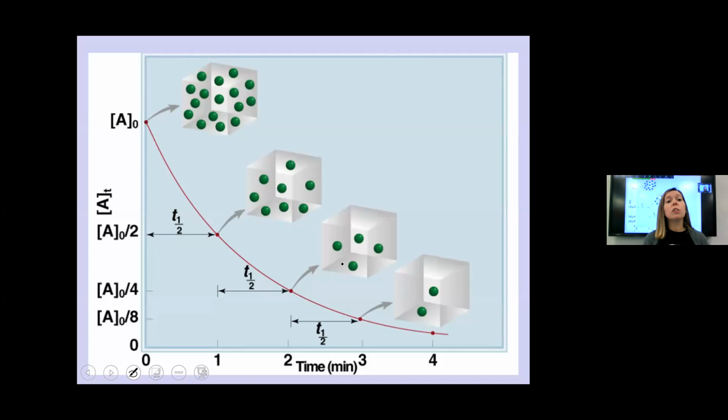So that's just a reminder of what our half-life graphs look like. Now this is not a straight line because it's not the natural log of A, it's just the concentration of A, and you see that it's decreasing by half as time progresses.